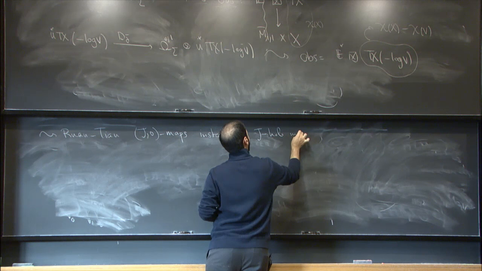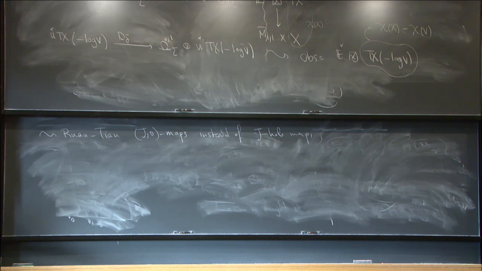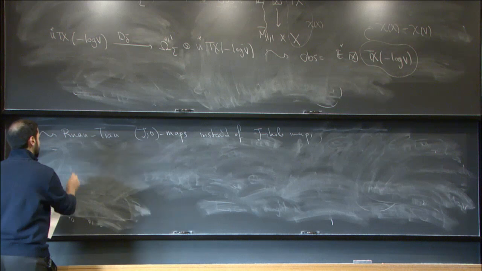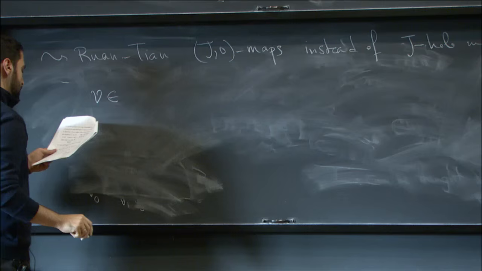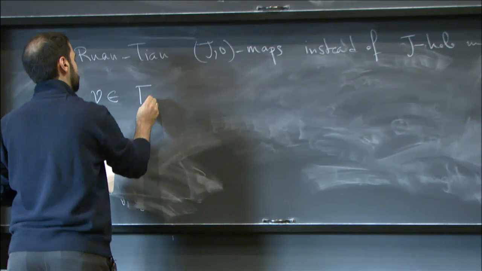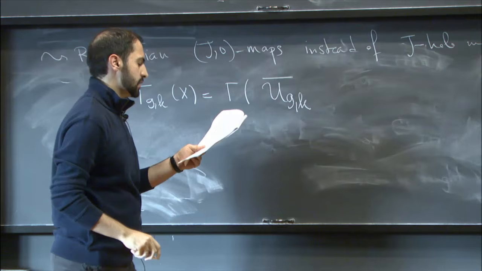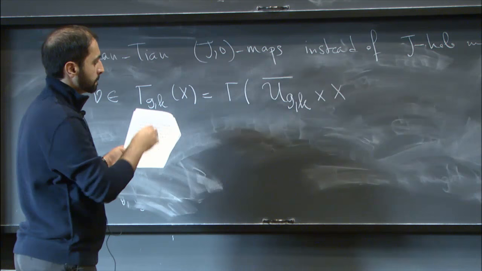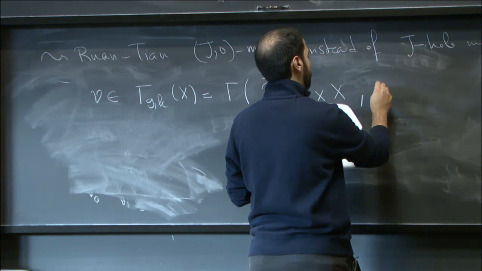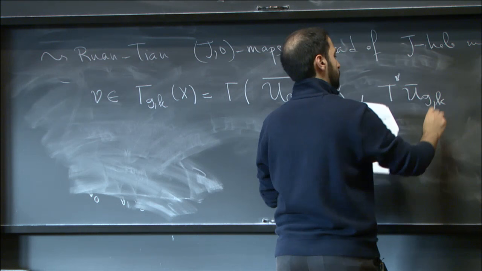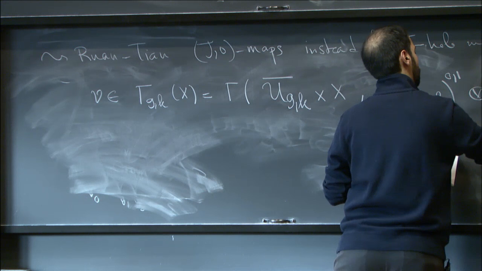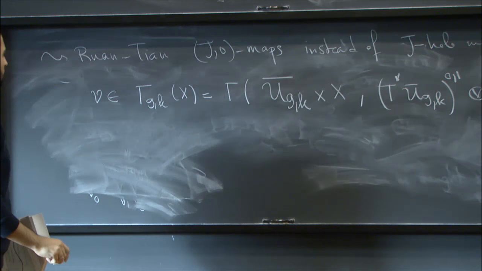So the idea is this. This nu term is something which is a section of the following bundle. Let U_{g,k} be the universal curve over the Deligne-Mumford space. You multiply it with x. That's a bundle over the moduli space times x. And you look at the cotangent bundle of the curves, the (0,1) part, tensor over complex numbers with Tx. So this perturbation term, which goes into the Ruan-Tian deformation of the Cauchy-Riemann operator, is some term inside that space.